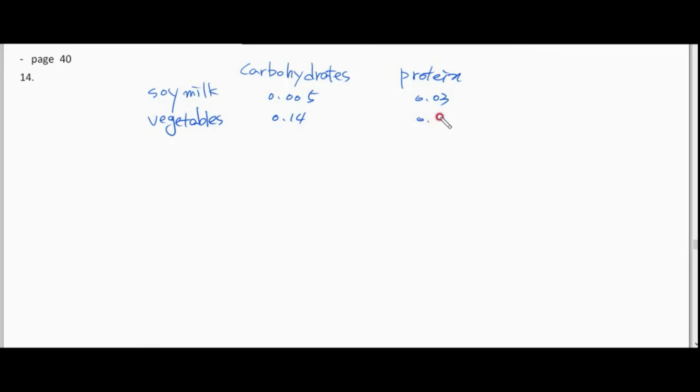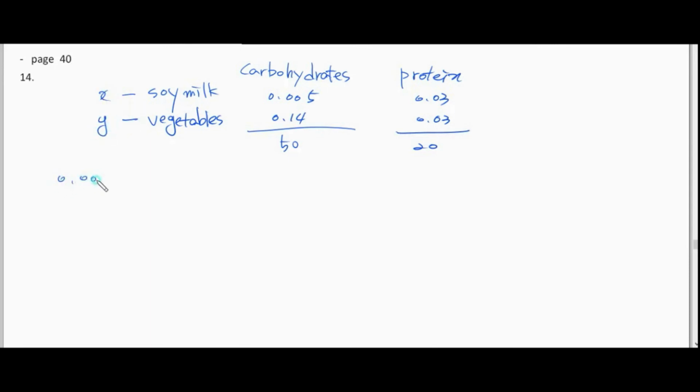So first let's draw the table. This question is pretty similar to question 13 that we just did. For the carbohydrates, soy milk has 0.005 grams of it, and vegetables have 0.14 grams of it. For proteins, they both have 0.03 grams of it. So he should eat 50 grams of carbohydrates and 20 grams of protein. So I'll put soy milk as an X and vegetables as a Y before solving it.